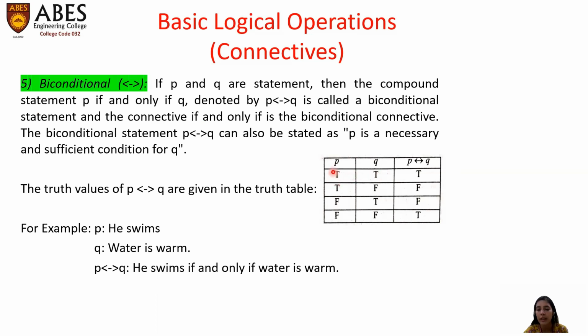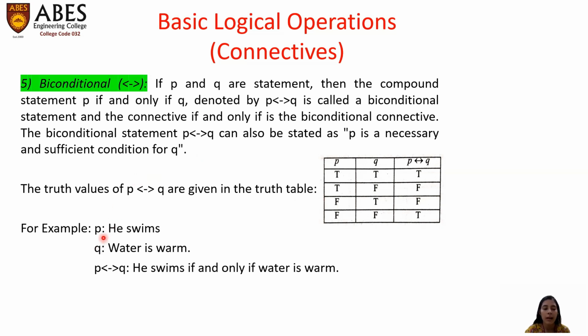If P is true and Q is true, then the result will be true. And if P is false and Q is false, then also the result will be true. Otherwise, the result will be false. So if both the proposition values are the same, either both true or both false, only in that case we will get true, otherwise we will get false. So this is the truth table corresponding to the biconditional logical connective.